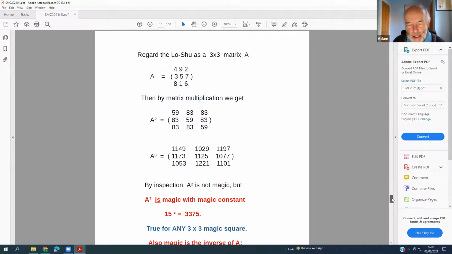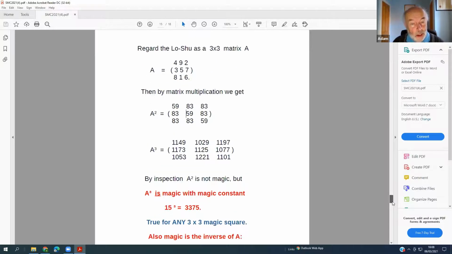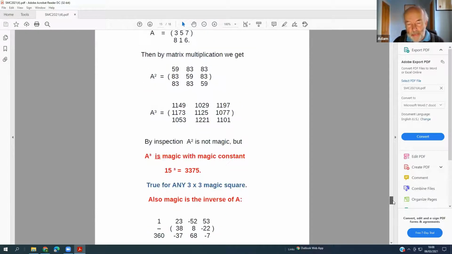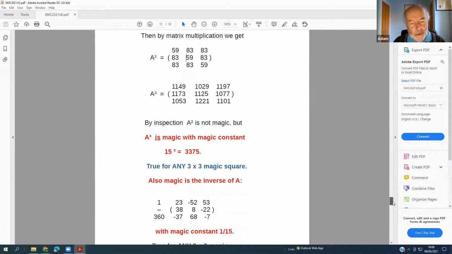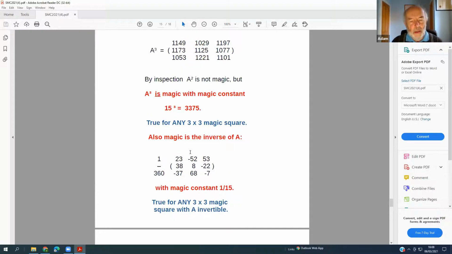And guess what its magic constant is? It's the cube of the magic constant of A, 3,375 if you like, but 15 cubed. And there's more, because if you have a matrix here which is invertible, as this one is, and you go looking for its inverse, which you calculate by whichever means you like. Here's the inverse of the Lo Shu. That's 360 thing. This means take all the numbers in there and divide them all by 360, which is the determinant of A.